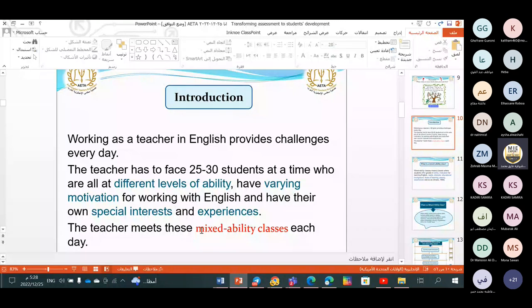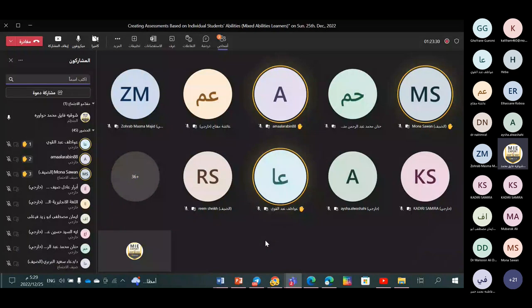I think mixed ability classes means classes where students differ greatly in ability, motivation, needs, interests, educational background, and the style of learning, and their experience about learning. Yes, thank you very much for this nice comment. So you should care more about this in order to have a successful class, in order to upgrade their understanding and competence according to their abilities.